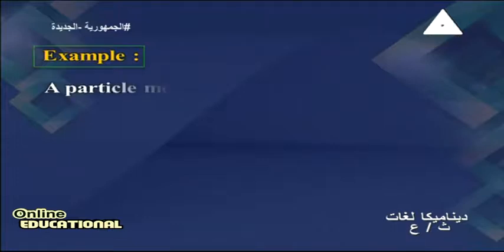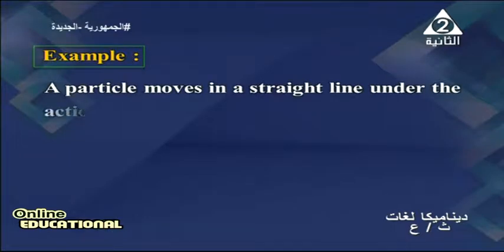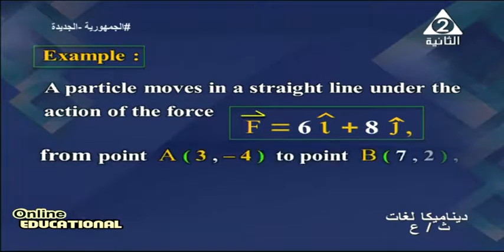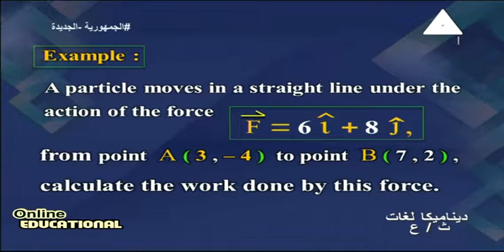Let's start with the first example. A particle moves in a straight line under the action of the force F vector equals 6i plus 8j, 6 in the positive direction of x-axis and 8 in the positive direction of y-axis, from point A (3, -4) to point B (7, 2). Calculate the work done by this force. The force F acts on the body to move it from position A to position B.